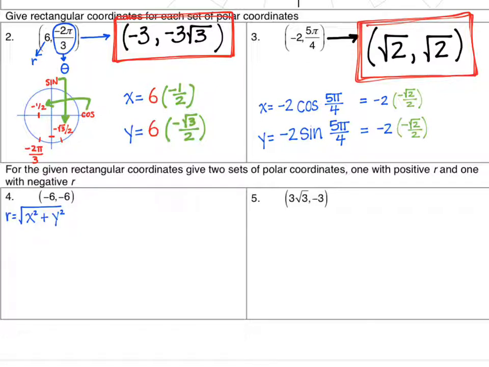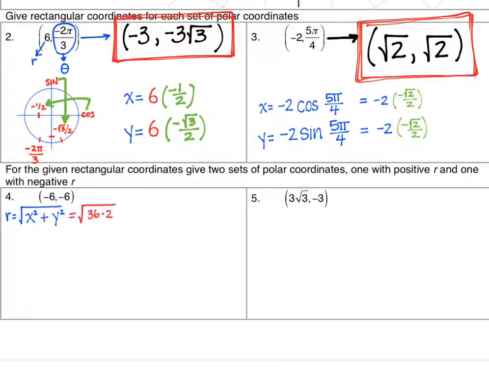For going from rectangular to polar, I want you to remember that in polar we have many different ways we can talk about the same point. And so you have to do one with a positive r and give me another point that has a negative r, meaning where you're going to be backing up, and how you would discuss that.